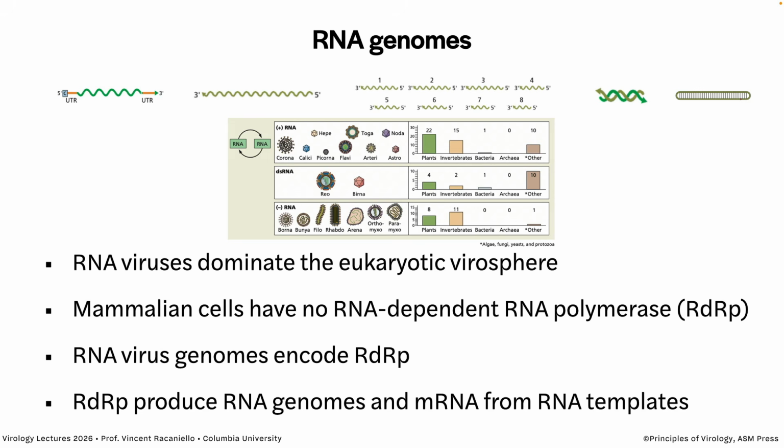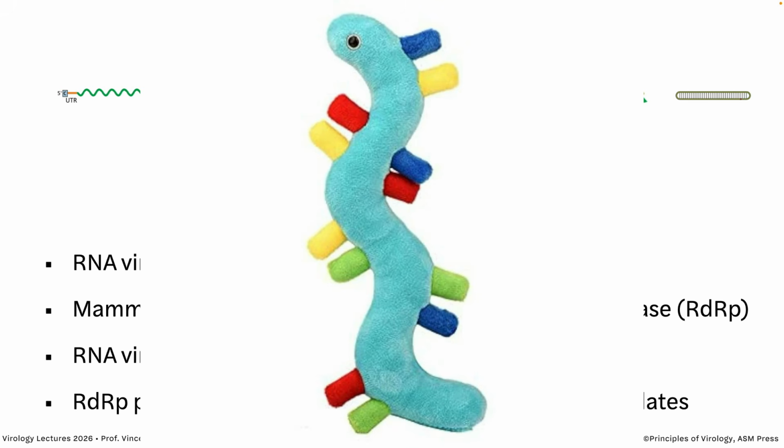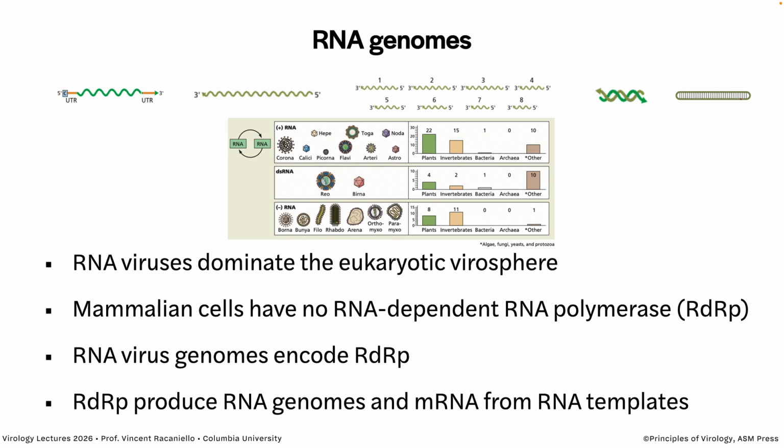All right, let's talk about viruses with RNA genomes. These are the best. Look, on my backpack, I have an RNA molecule because they're the greatest viruses on the planet. Well, I used to work on an RNA virus. That's why I have that. RNA genomes dominate the eukaryotic virus sphere. So there are some in bacteria, but way fewer than in eukaryotes.